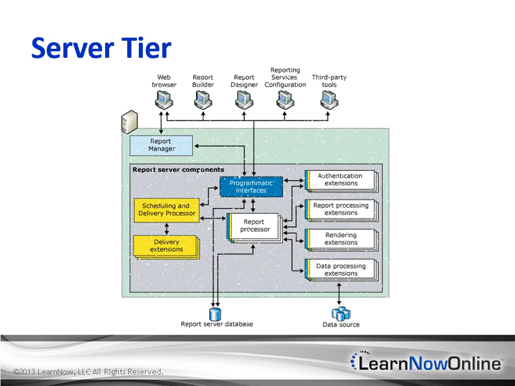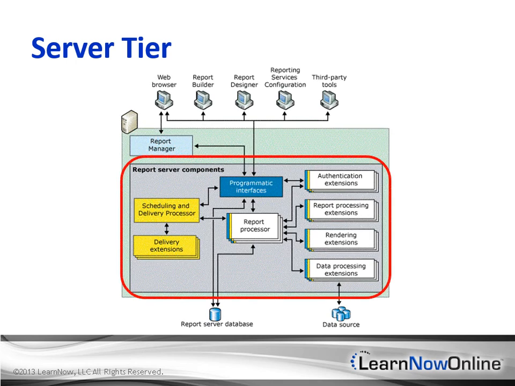All right, then the third tier is the server tier. This is the core of the reporting services architecture, and it contains various processor components and extensions. The processor components receive and respond to requests to the report server, sometimes delegating functions to other components called server extensions.